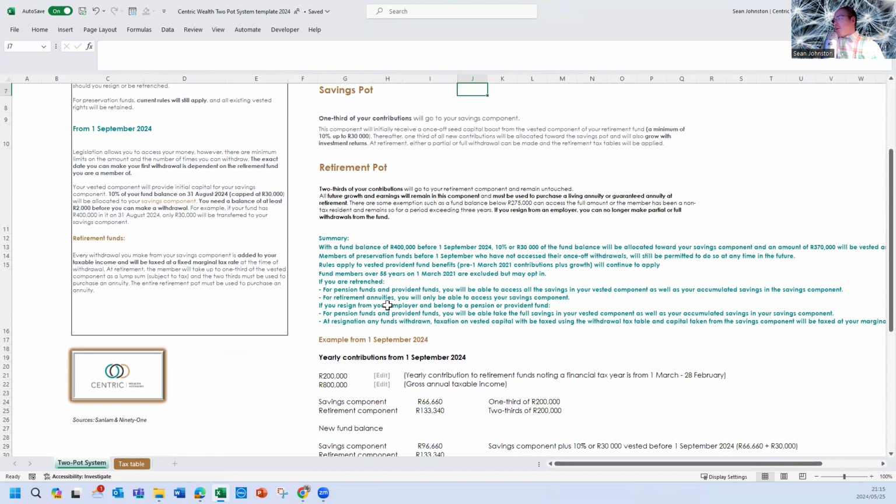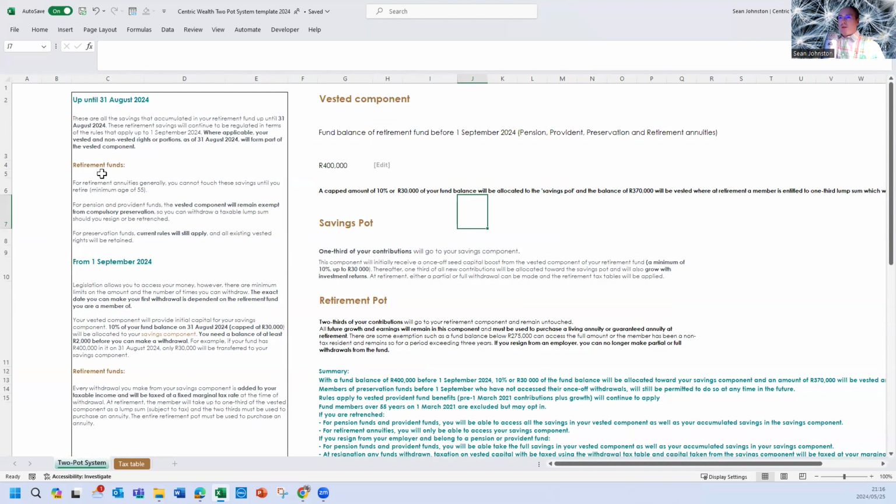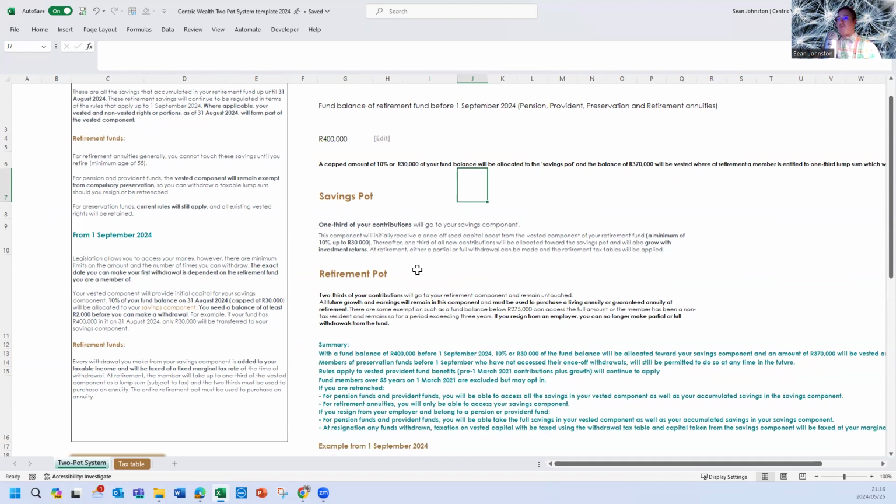For retirement annuities, you'll only be able to access the savings component, which is over here. Because remember, for retirement annuities after the 1st of September, it's 1/3, 2/3. Retirement annuities, in general, you cannot access in the current legislation. So you cannot access that till 55. And then obviously from the 1st of September for retirement annuities, it's 1/3, 2/3.